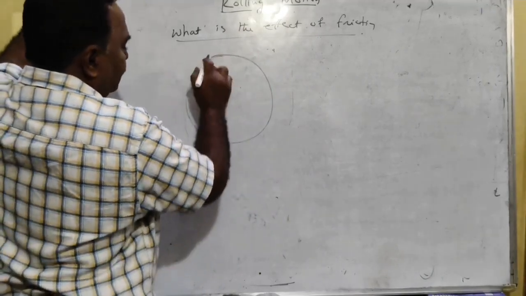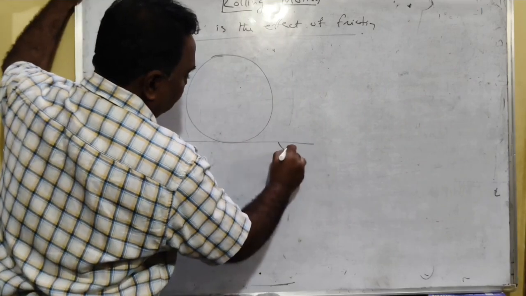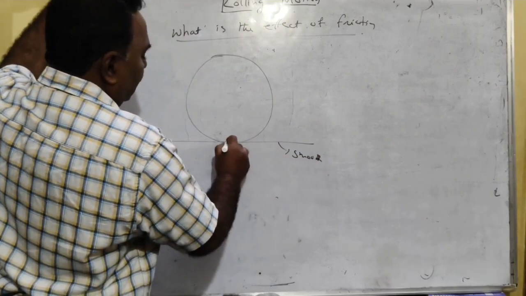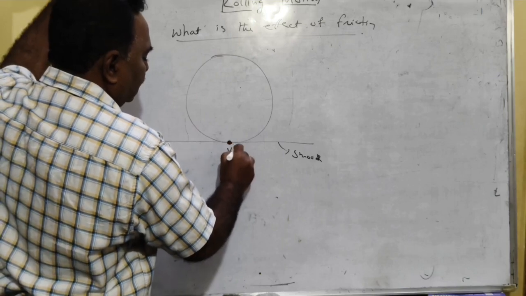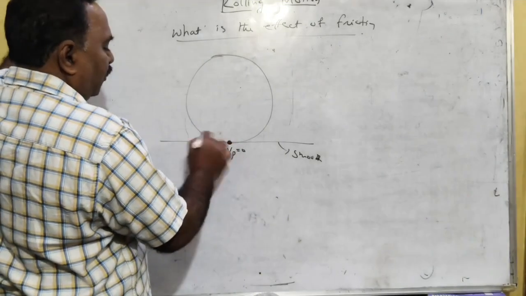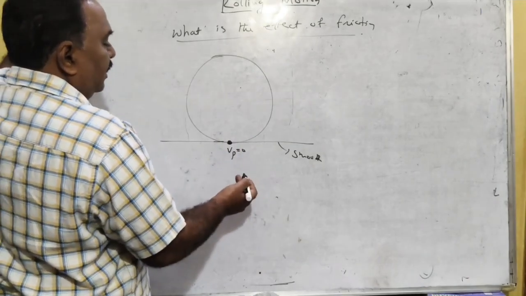Initially, let the surface be smooth. If the surface is smooth, what is the velocity of this particle? Zero. It means there is no frictional force. No force means the velocity is 0, obviously.